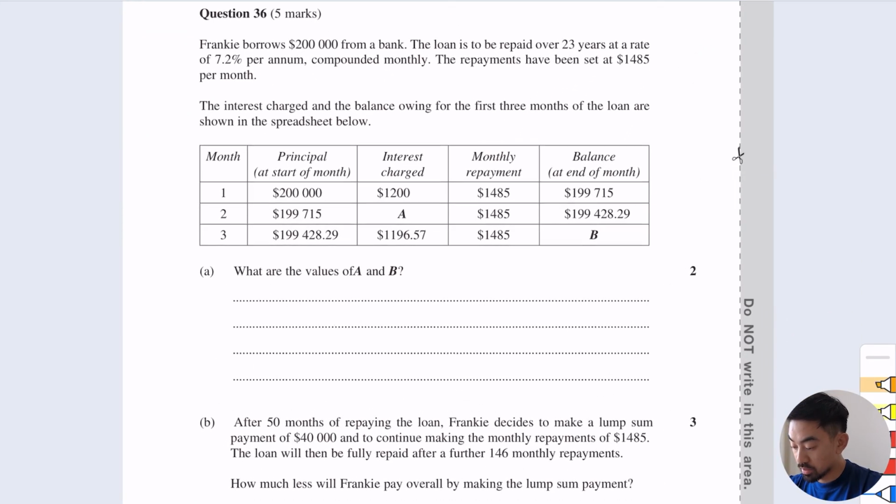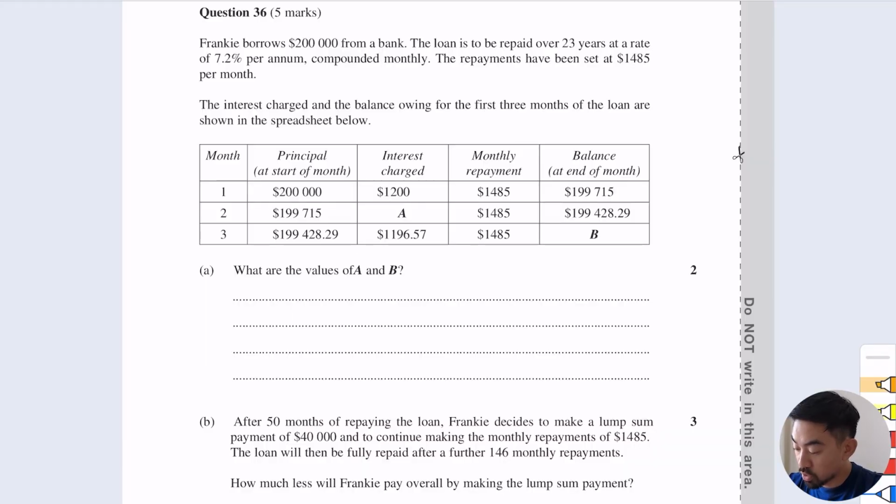Okay, 36. Frankie borrows $200,000 from a bank. The loan is repaid over 23 years at a rate of 7.2% compounded monthly. The repayments have been set at $14.85 per month. The interest charged and the balance owing for the first 3 months of the loan are shown. Okay, so we've got a reducing balance loan here. What are the values of A and B?